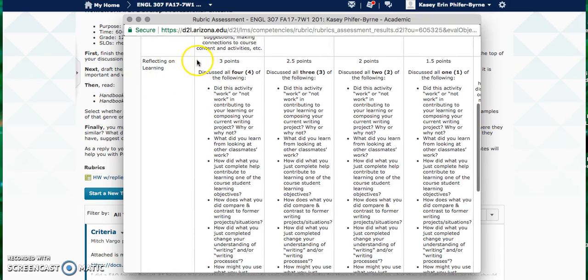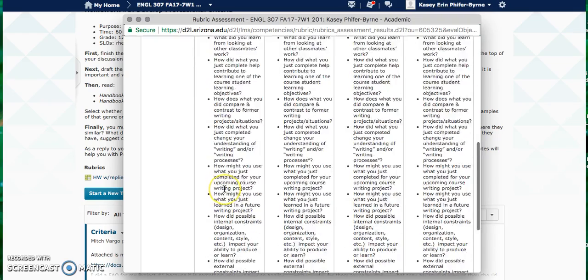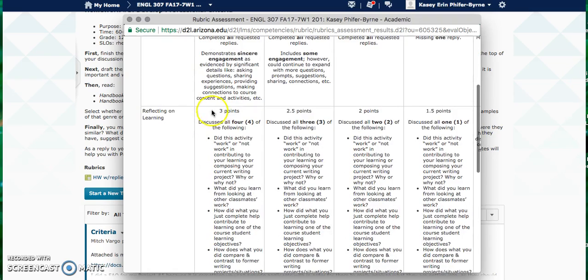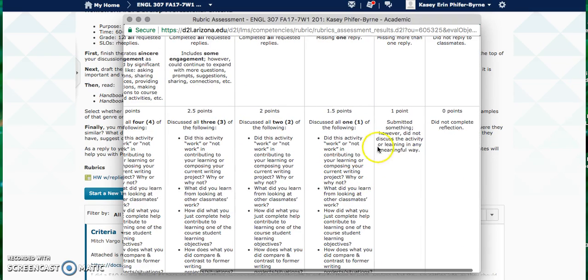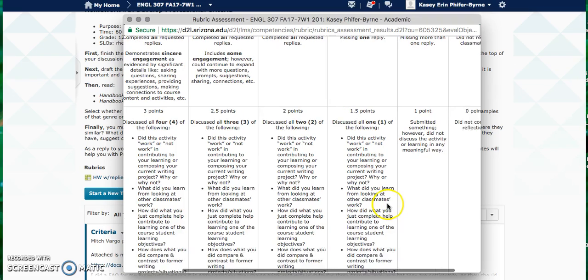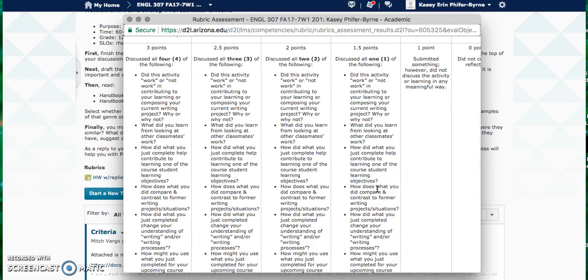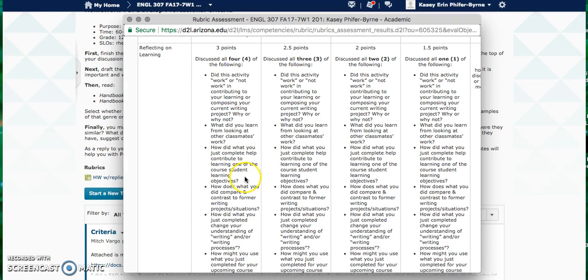I'm seeing a lot of reflections that are extremely sparse in what they actually reflect on, and they're not doing really any of these things that you need to receive full credit on the reflection. They're kind of more along the range of submitted something but did not discuss the activity or learning in a meaningful way, or kind of just said something that you learned from it or something that you learned from looking at classmates' work, but is not making connections to course objectives, course learning outcomes, or any of that stuff.